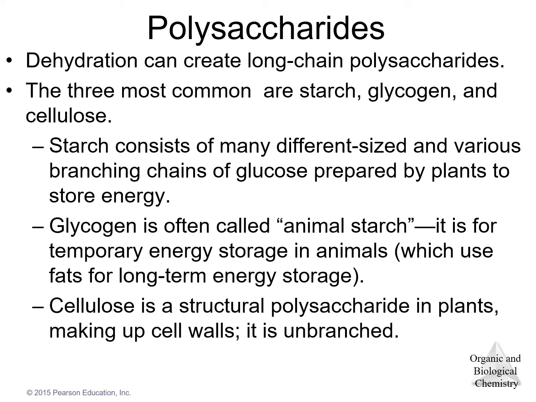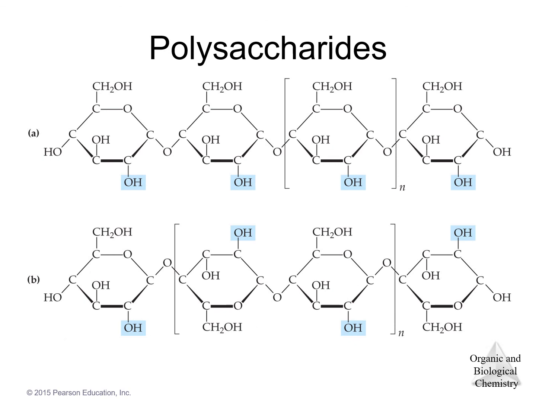Starch consists of many different sizes. Glycogen is animal starch because it's temporary energy storage in animals. The cellulose is a structural polysaccharide. In plants, it makes up the cell wall. It is unbranched. And these are some different types of polysaccharides.